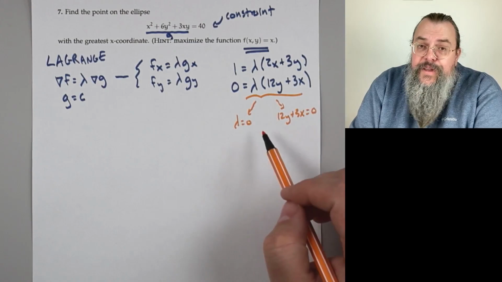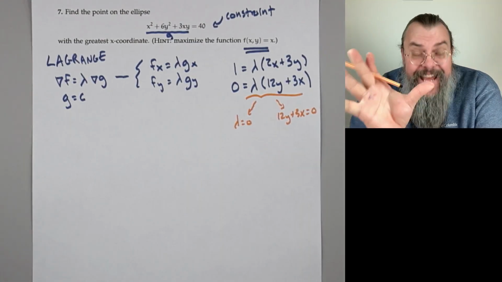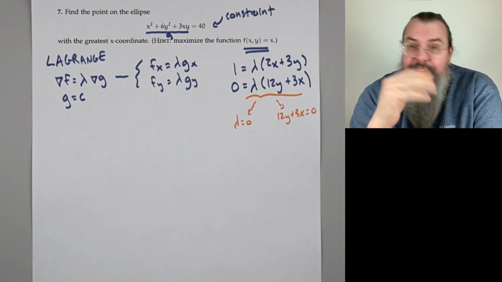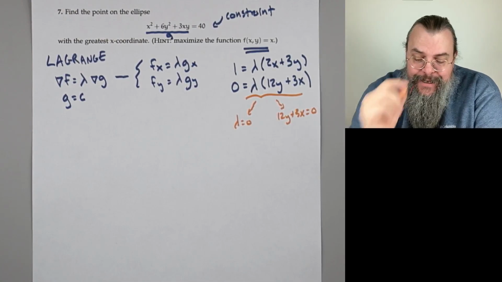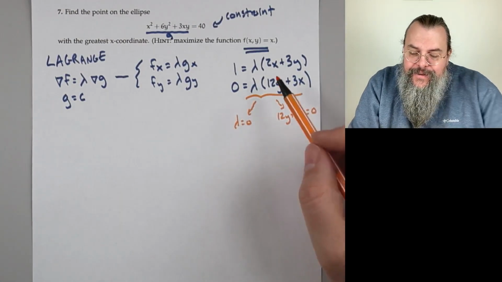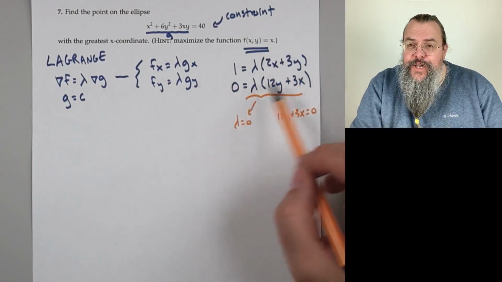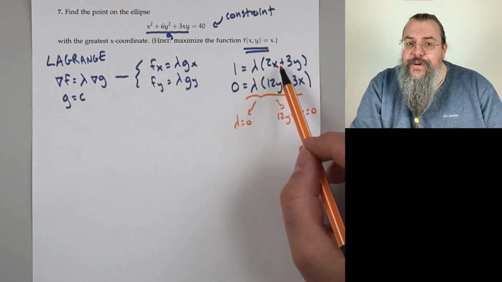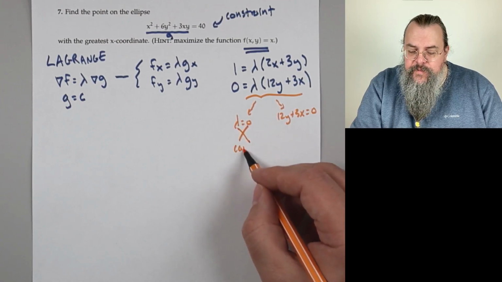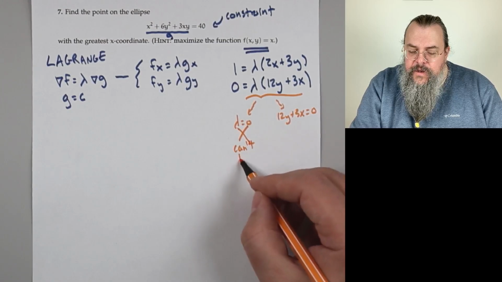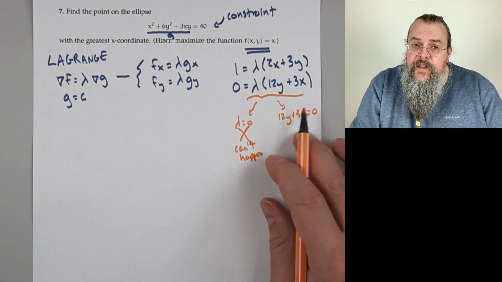Now, could lambda be 0? And why not? It can happen. So don't just say, aha, well, no, it can never happen. Oh, because it can, but not in our case. Because notice, if lambda were 0, we would get that this expression up here would have 1 equals 0. So this is impossible. Can't happen. So we know that 12y plus 3x has to equal 0.